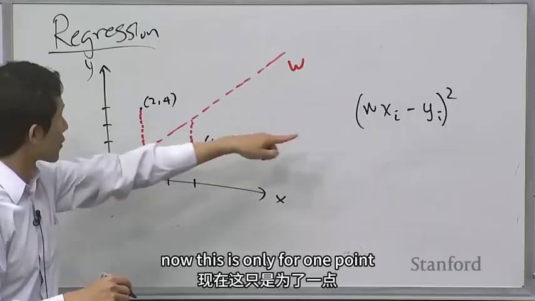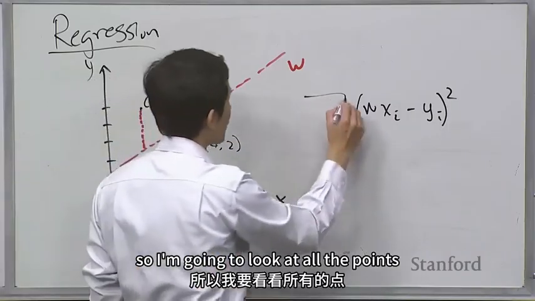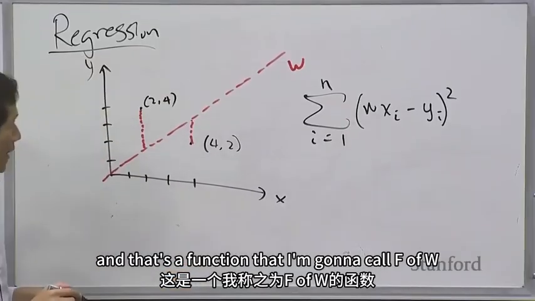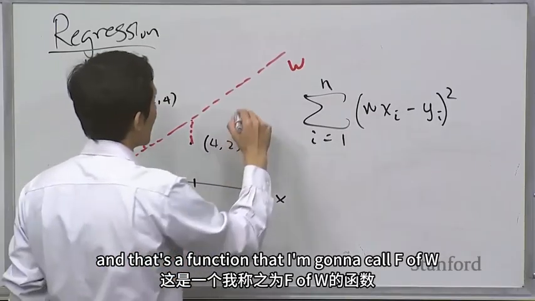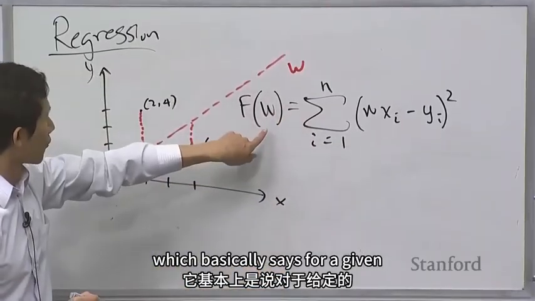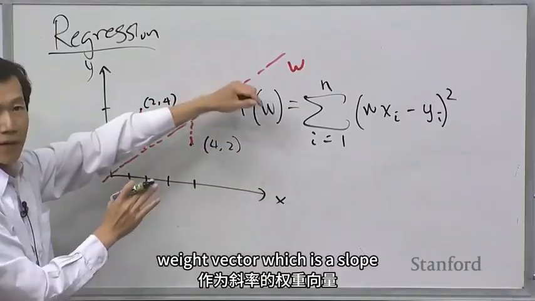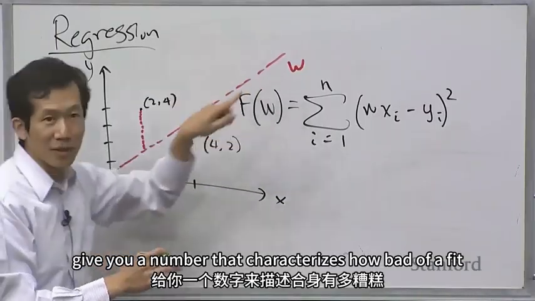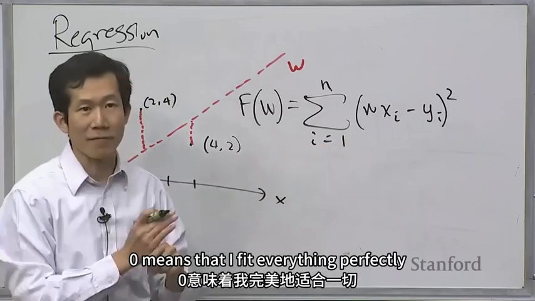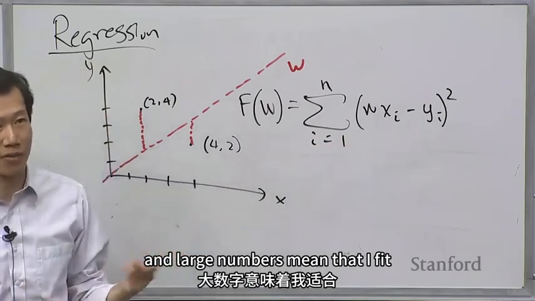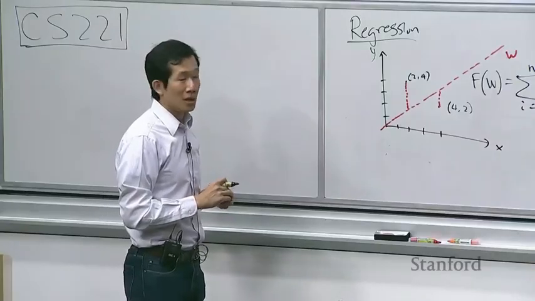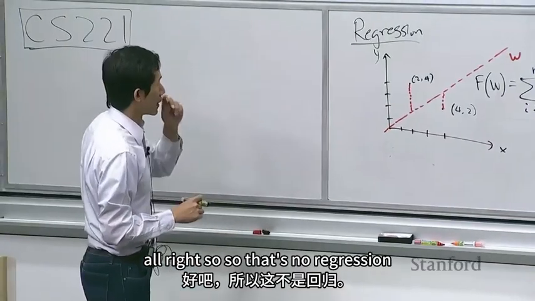Now this is only for 1 point, so I'm going to look at all the points. Let's suppose I have n points, and that's a function that I'm going to call f of w, which says for a given weight vector, which is a slope, give me a number that characterizes how bad of a fit this is, where 0 means that I fit everything perfectly, and large numbers mean that I fit it poorly. All right, so that's regression.